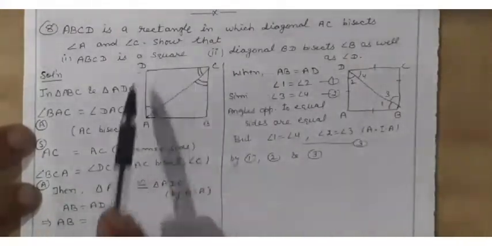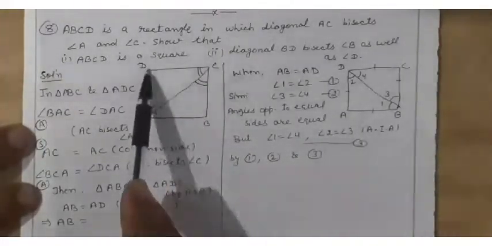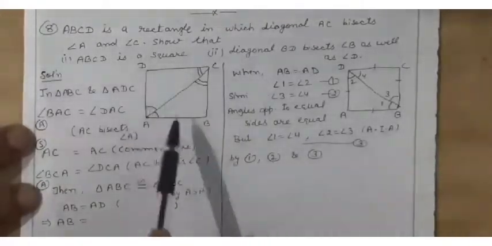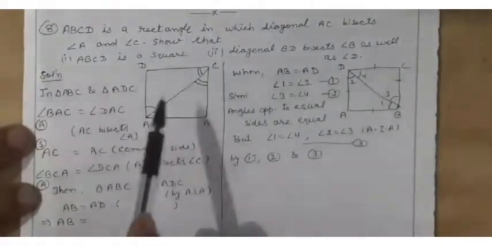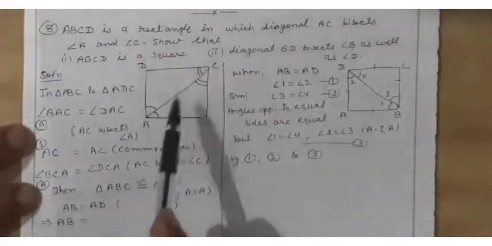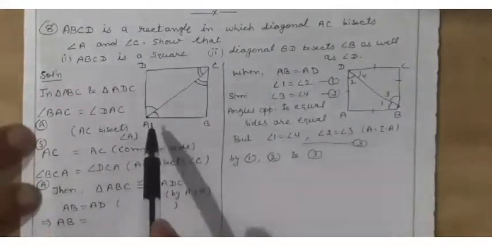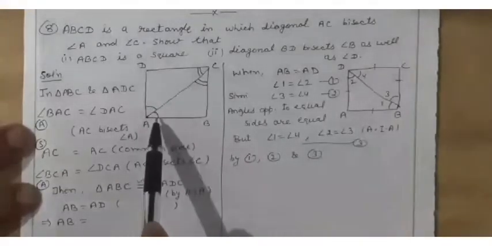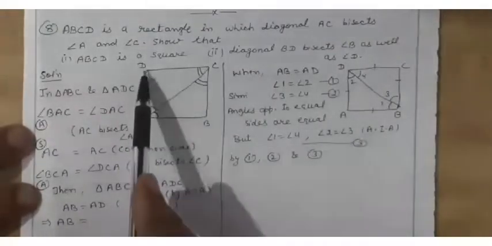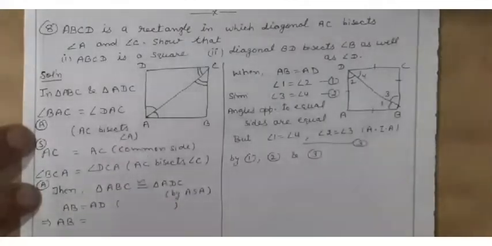So this ABCD is a rectangle. I am taking two triangles, ABC and ADC, because I want to show these two sides equal. First, what is given? AC bisects angle A and angle C. It means these two angles and these two angles are equal. So what is given to you? See here, angle BAC and angle DAC are both equal because AC bisects angle A.